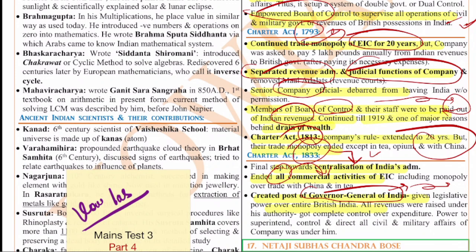So all the revenues were raised under this authority. It got complete control over the expenditure. The power to superintend, control and direct all the military and civil affairs of the company was under him. So this was the 1833 Charter Act. Like this, we have to write all of these Charter Acts and we have to write the major provisions.